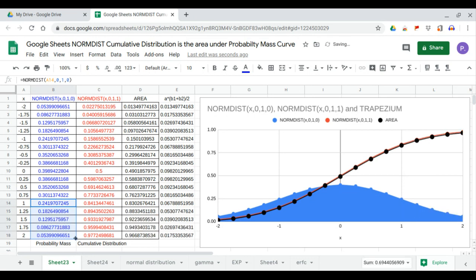And we complete the bell curve from negative 2 to positive 2. The values of the approximation are on the same line as the exact value of the cumulative distribution function. This proves that the value of the cumulative distribution measures the area under the bell curve of the probability mass function.